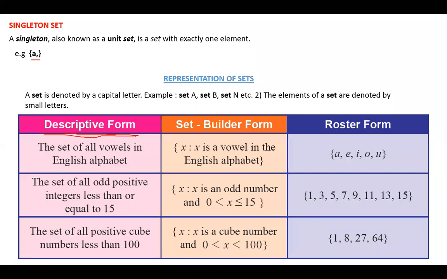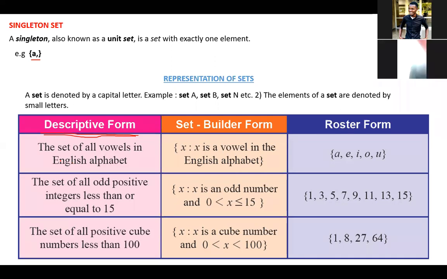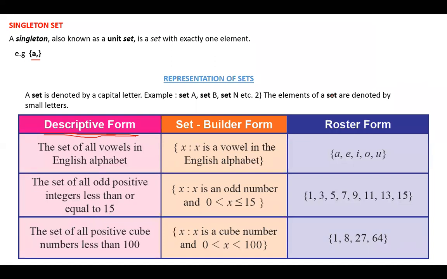For instance, you have the set of vowels in the English alphabet. And then the second set here is the set of all odd positive integers less than or equal to 15. And then the other set that we have is the set of all positive cube numbers less than 100.